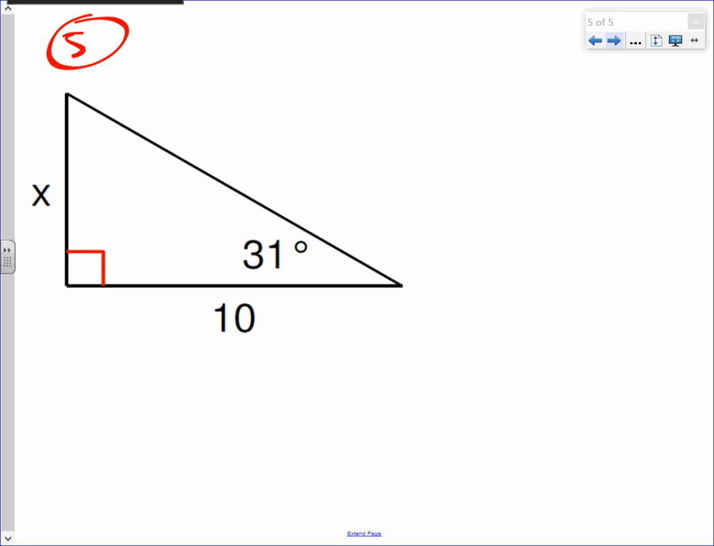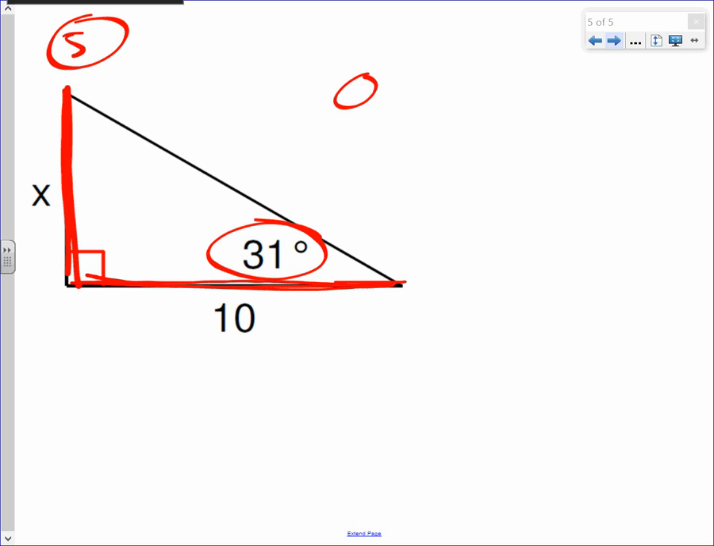Esquivel, what's the acute angle, please? 31. Sevilla, what side would x be in relation to 31? Opposite, adjacent, or hypotenuse? Nice. So we're dealing with opposite. And what would this one be, Mr. Gonzalez, in relation to 31? What's this side? Nice. So opposite and adjacent. Which one? Tangent. We're rocking and rolling.